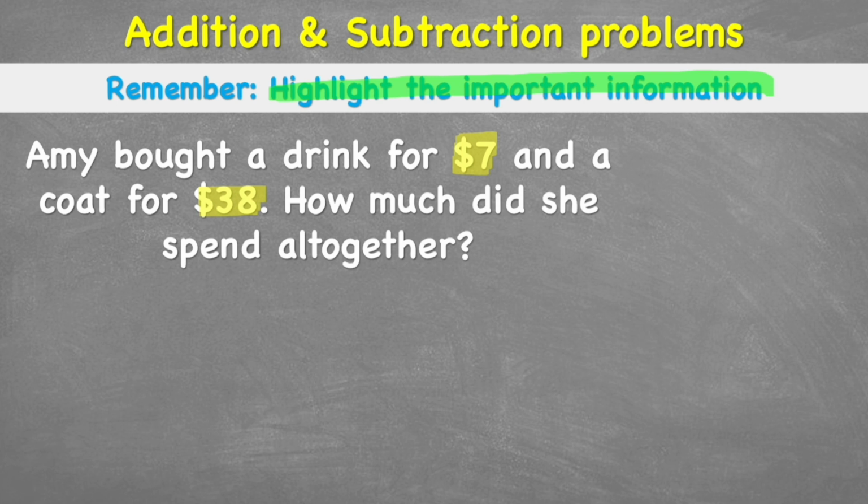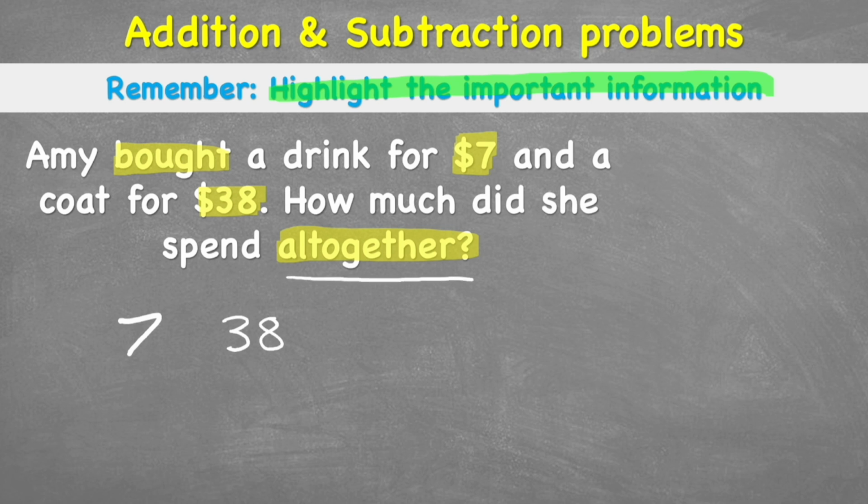But we also need to work out which operation we're going to be using, whether it's addition, subtraction, or maybe even something else. So it says here, Amy bought. So we know she's got something, so she's gained something. That sounds a little bit like addition. But the key thing here is this word at the end that says altogether. So therefore we can create our number sentence. So we have a drink at $7 and then we have a coat for $38. So therefore we know these are our two figures, and our altogether means that we are going to be using addition.